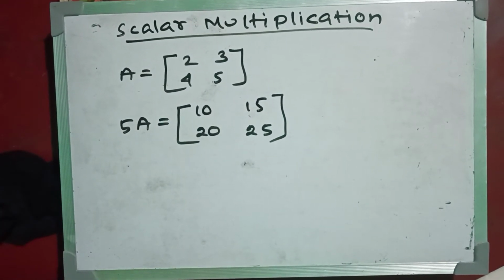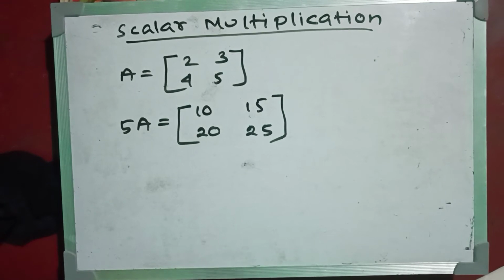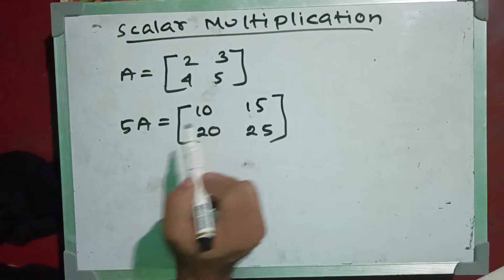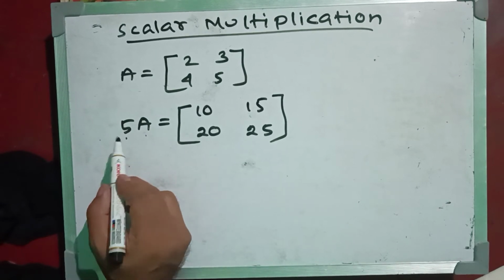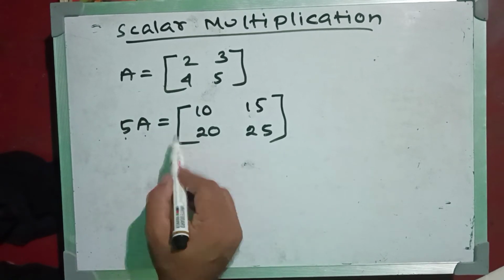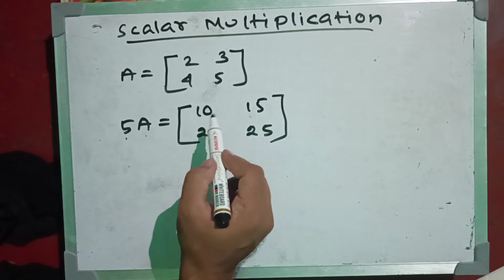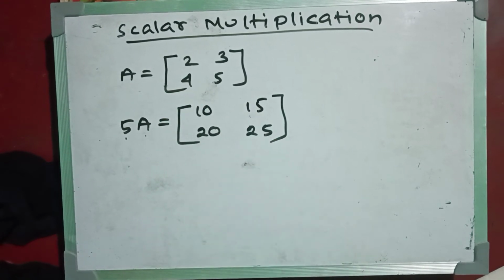Now we will be seeing scalar multiplication. Suppose there is a matrix A which is 2, 3, 4, 5, and we are multiplying 5 into A. So we have to multiply this 5 with each element. So we will be getting 2 into 5, 10, 15, 20, 25. Like this we can do scalar multiplication.